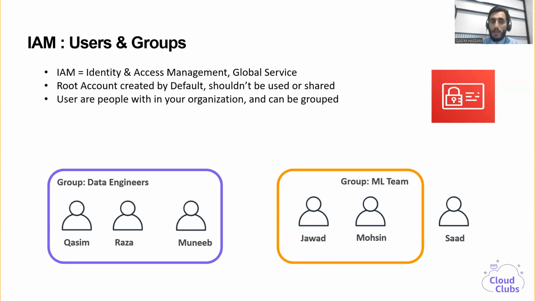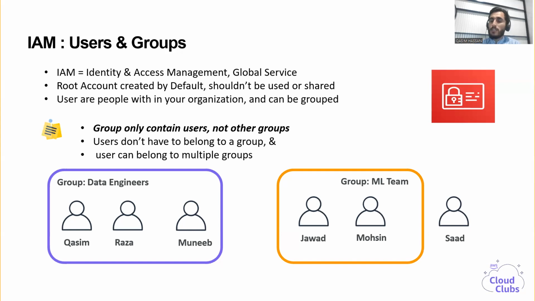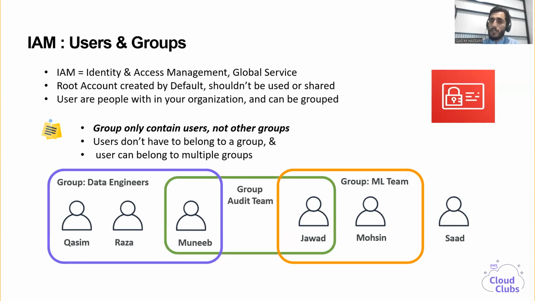In AWS IAM groups, there is a key point: groups only contain users, not other groups. Users don't have to belong to a group. Let's say we have Saad who doesn't belong to any group. And a user can belong to multiple groups. Let's say Munib and Jawad are working as audit team members in the organization too.